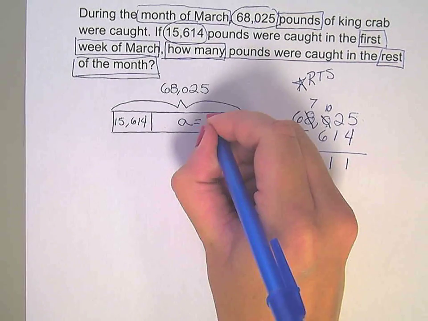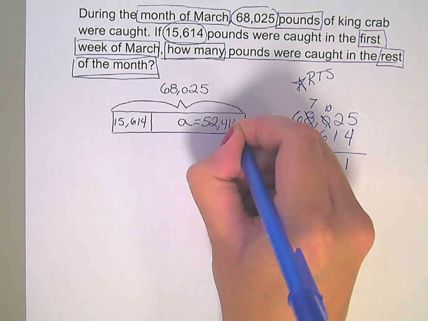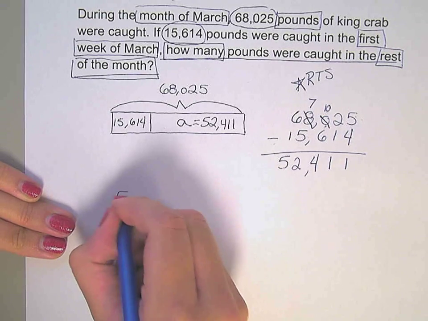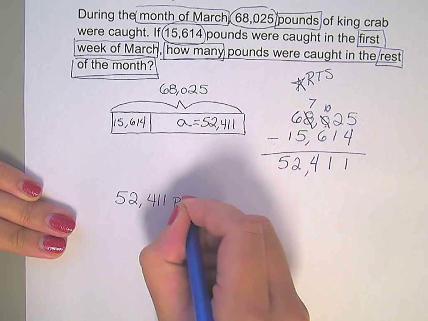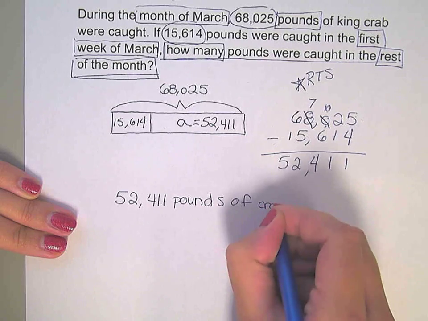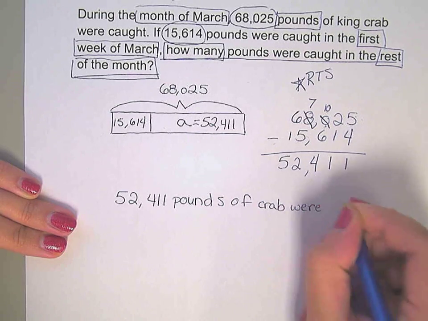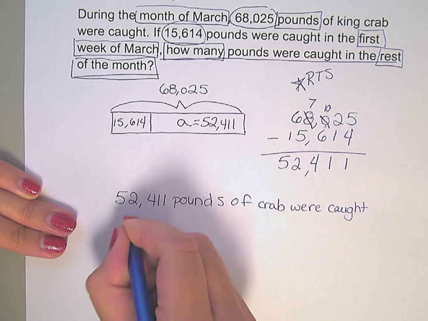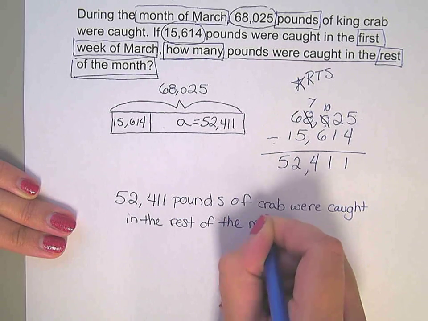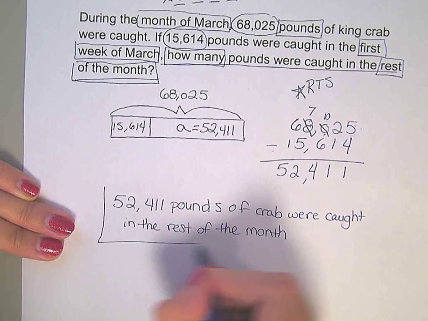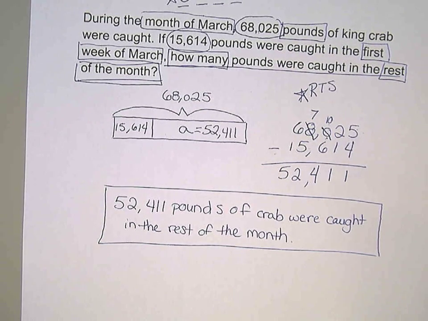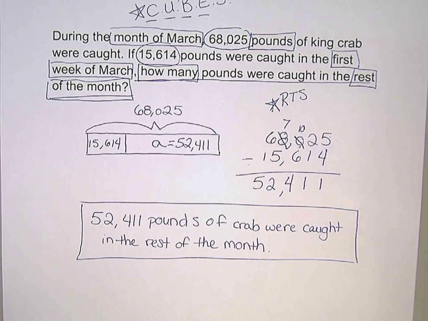So I can put this right inside and write my final answer as a statement. 52,411 pounds of crab were caught in the rest of the month. It's very important you include your units and you write your final answer as a statement. And that's how you do your addition and subtraction algorithms with your tape diagrams. Please let me know if you have any questions at all.